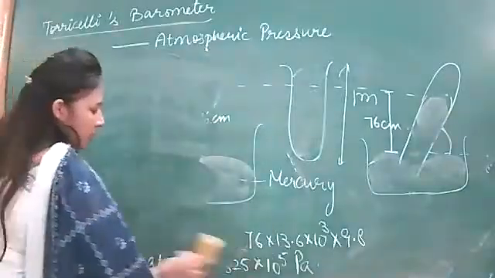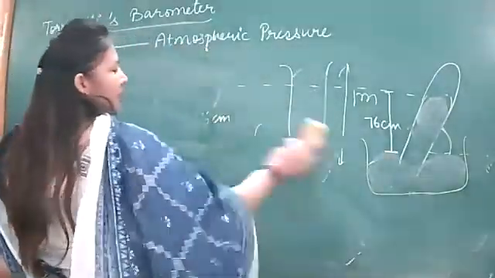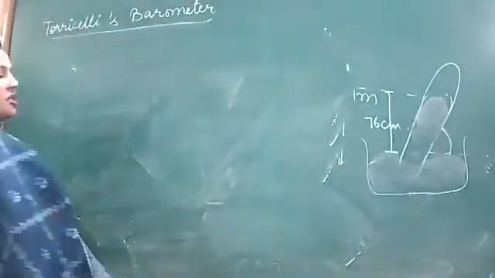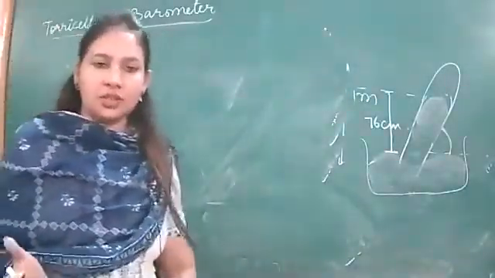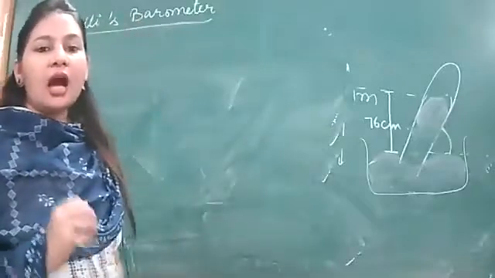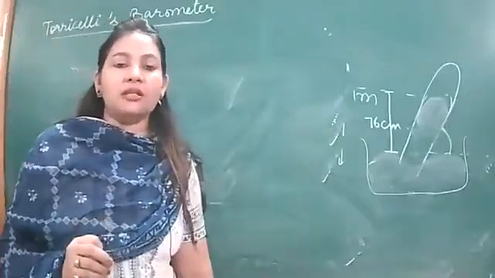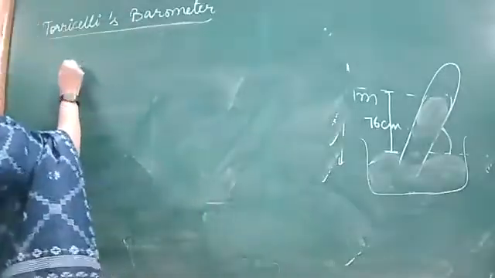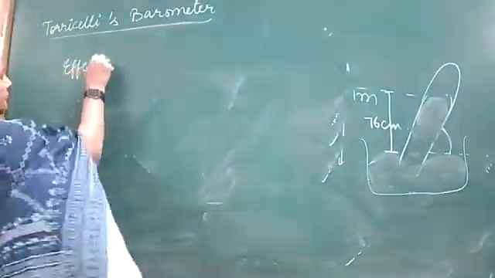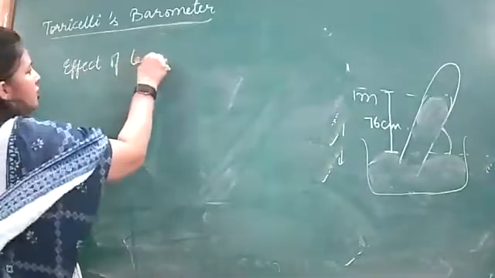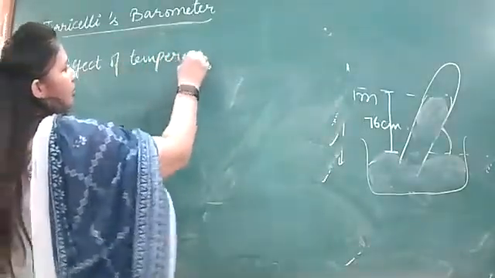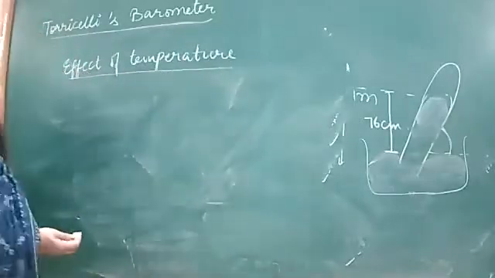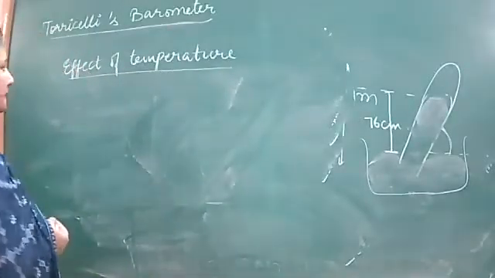what happens to the reading of barometer, what happens to the level of mercury in the barometer when there are sudden changes in the atmospheric conditions. Okay, so let us study how does the reading of barometer change when there are some changes in external conditions. So first is effect of temperature on level of mercury in the barometer, or you can say on the reading of barometer, right?